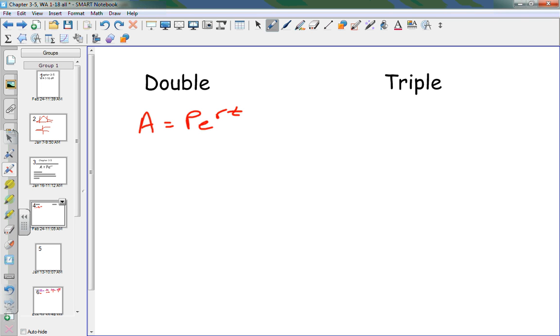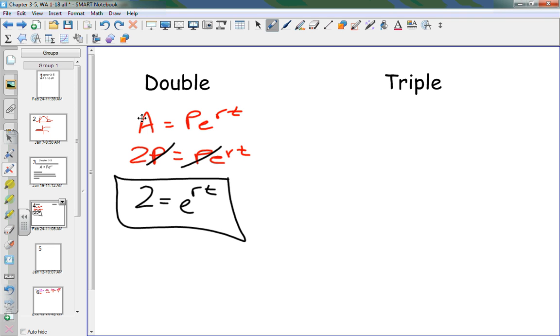P is my principal. I want my principal to be doubled. So what's my A going to be? 2P, right? What happens to the P's? They cancel out and I have 2 is equal to e to the RT. This is a formula to double my money. Do we understand that?